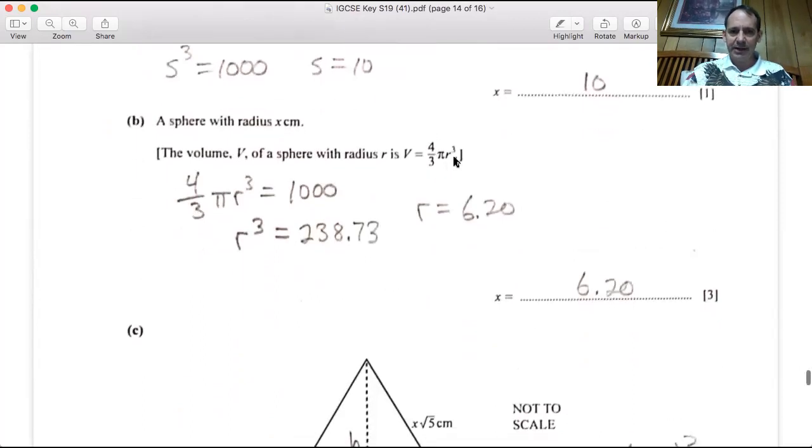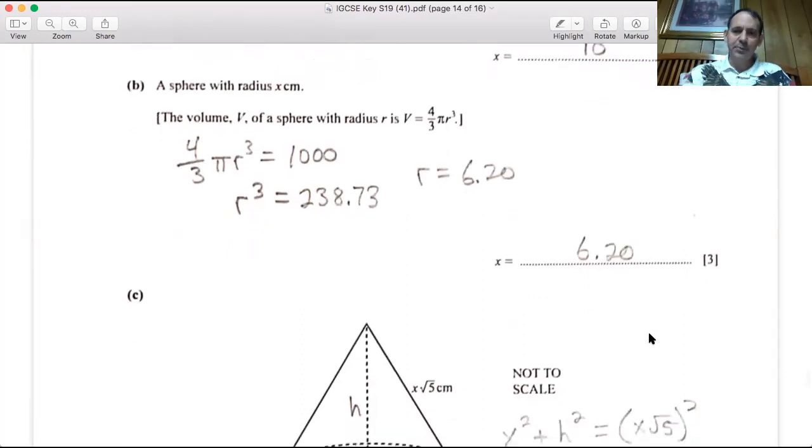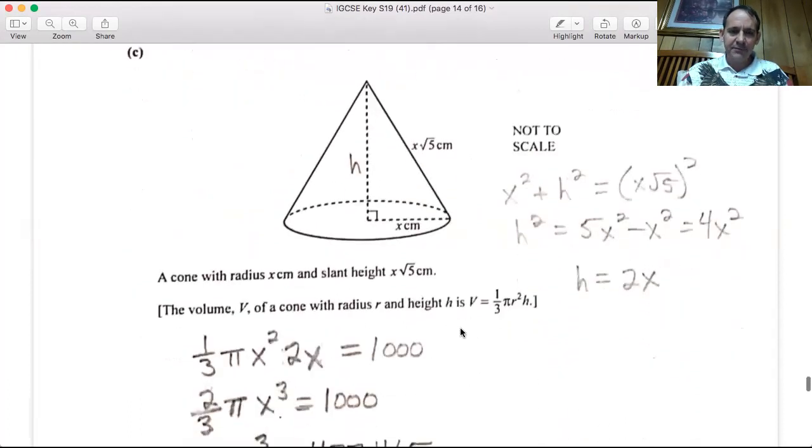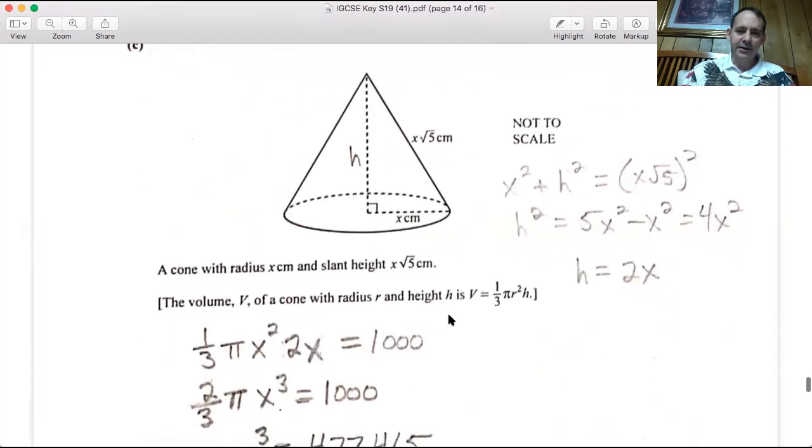Sphere has 4/3 pi r cubed. So you put 4/3 pi r cubed equals 1,000. Solve for r because your radius is the x. So divide by 4/3 pi. Use your pi key on your calculator. You get 238.73. Then cube root to get rid of that cube. r equals 6.20 for that.